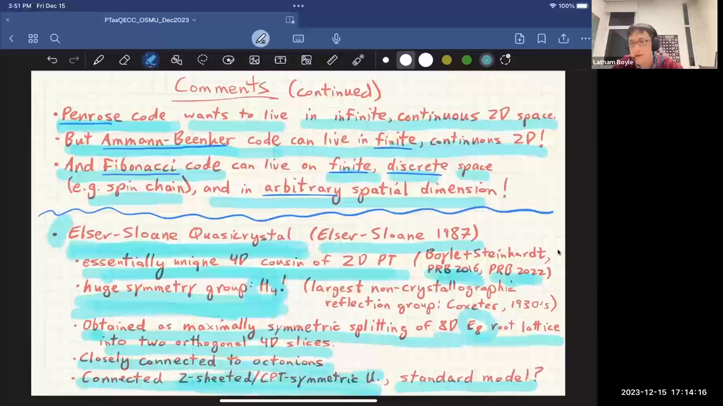practically implement a quantum code based on that one. But of course, if it lives on a finite space, it's no longer going to be able to correct errors in an arbitrarily large finite region. It's going to only be able to correct errors in finite regions up to some size and shape. And in our paper, for the Amann-Binker code, we prove a size up to which it can correct errors, but we do not claim that that proof is as strong as it could be.